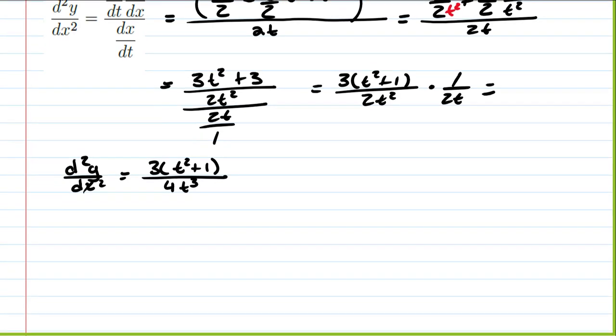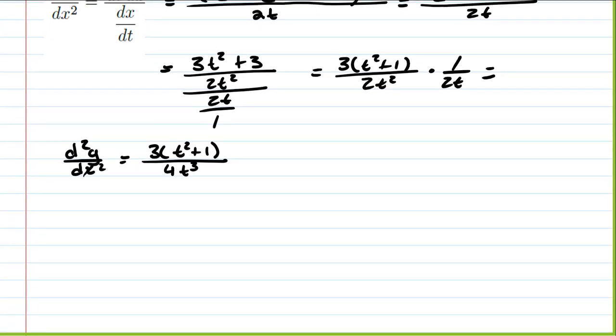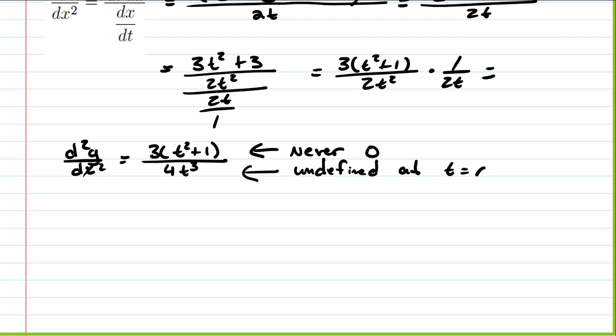So now to find our concavity, we need to find when this is 0 or undefined. Our numerator, t squared plus 1, is never 0. And this is undefined at t equals 0.